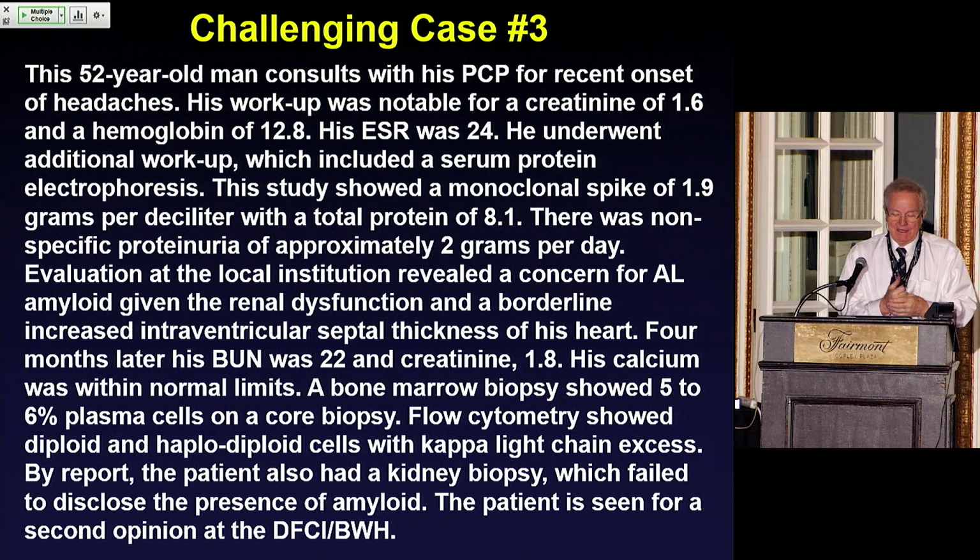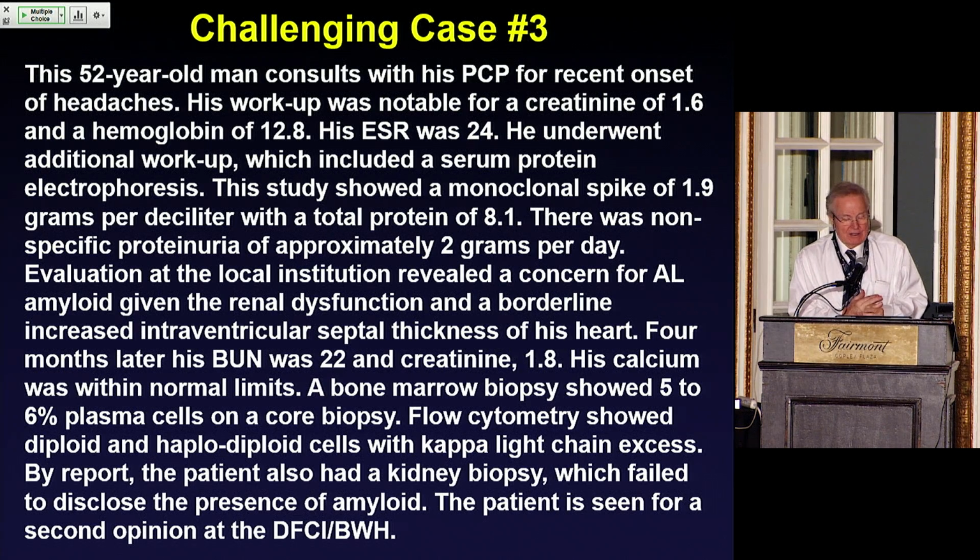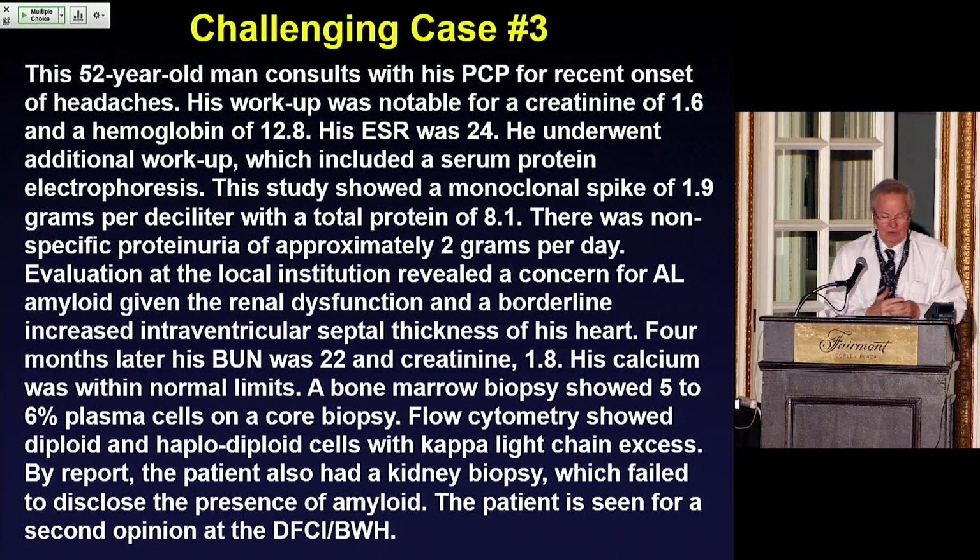So 4 months later, his BUN was 22 and the creatinine 1.8. His calcium was within normal limits. A bone marrow biopsy showed 5 to 6% plasma cells on a core biopsy. Flow cytometry showed diploid and hypodiploid cells with kappa light chain excess. By report, the patient also had a kidney biopsy, which failed to disclose the presence of amyloid, and the patient is seen for a second opinion.